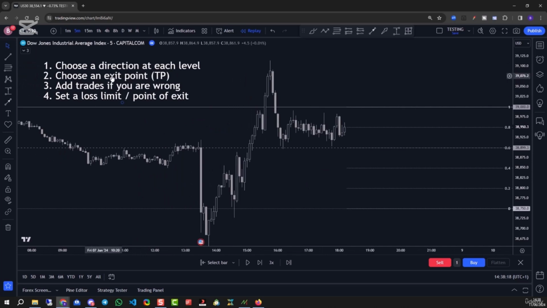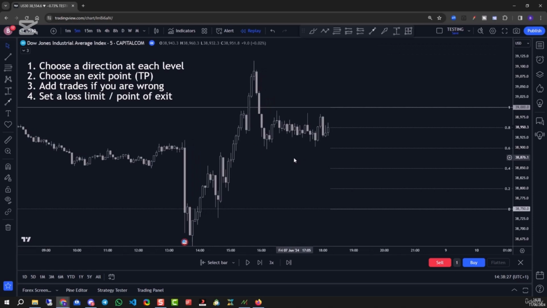Now the next thing is to choose an exit point, so a take profit. Now let me get rid of this for a sec. Logically, you're just going to exit at the next level, aren't you? You're only trying to predict the market 50 points at a time. That's the whole point of this strategy. You're not trying to work out where the market is going to go for the next 3 weeks, okay? It's not relevant. All you want to know is, is price going up to the next level or is it going down to the next level? That's literally what this strategy is. We break the market down into manageable little chunks and then you trade between them.